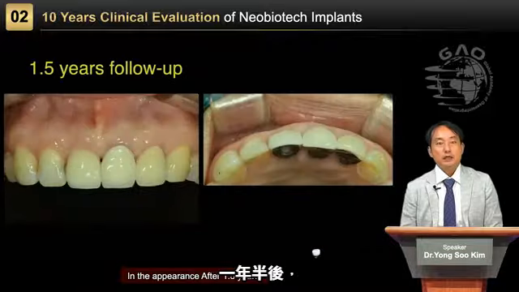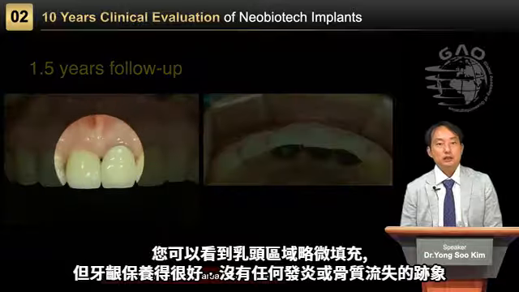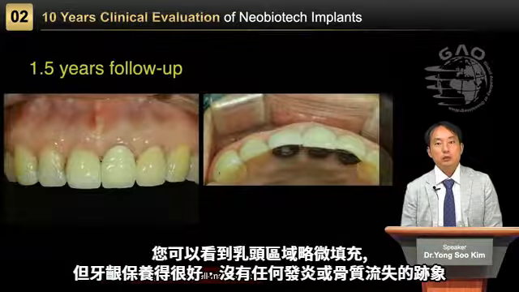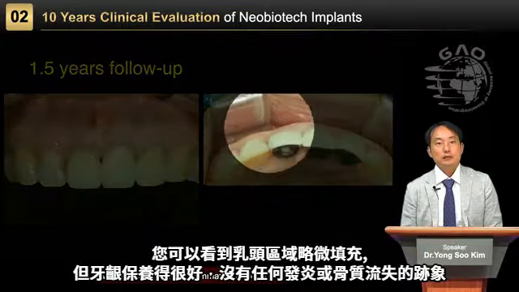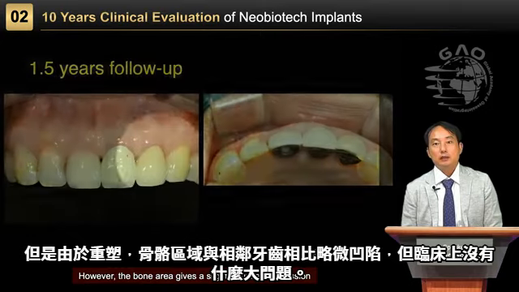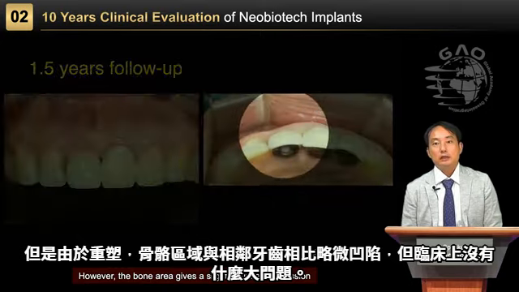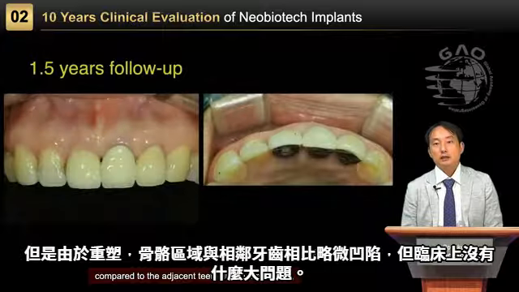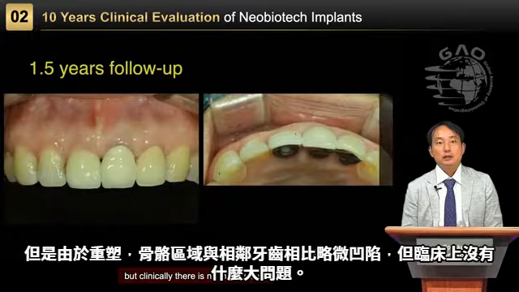In the appearance after 1.5 years, you can see the papilla area slightly filling in. The gums are well maintained without any signs of inflammation or bone loss. However, the bone area gives a slightly sunken impression compared to the adjacent teeth due to remodeling, but clinically, there is no major issue.